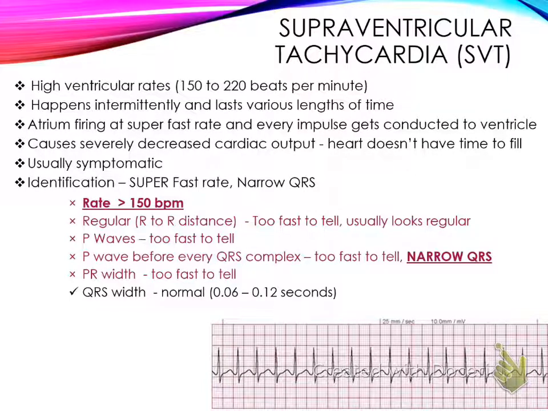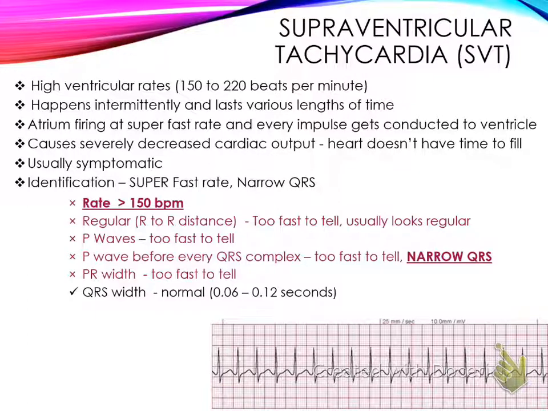But it does have a narrow normal QRS. Okay? So if your heart rate is anything over 150, I want you to call it an SVT. Once we slow it down below 150, we can maybe tell, is it AFib underneath or is it sinus underneath? But if it's greater than 150, we're going to call it an SVT if it has a narrow normal QRS.